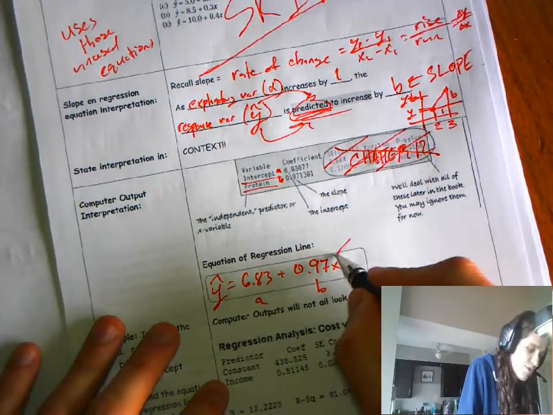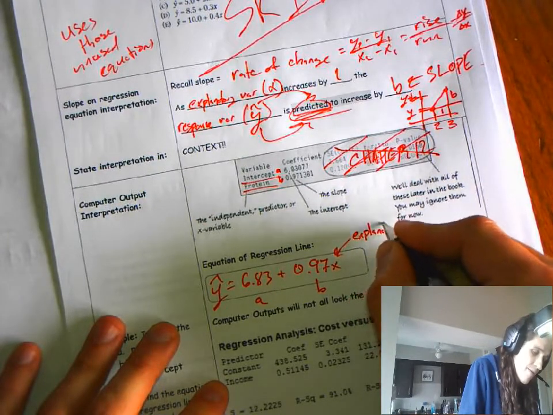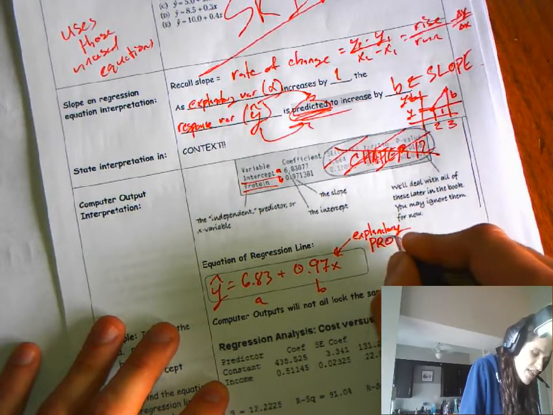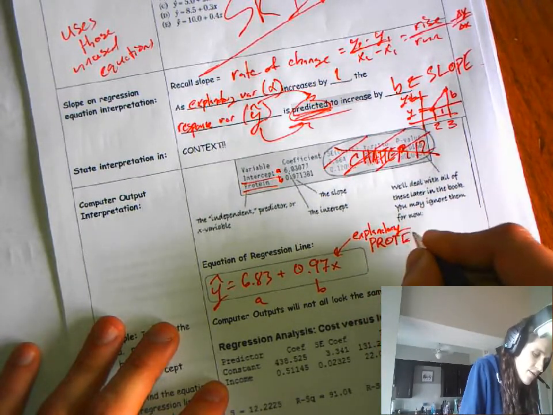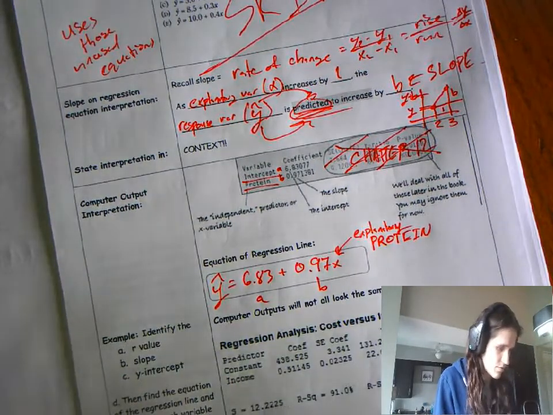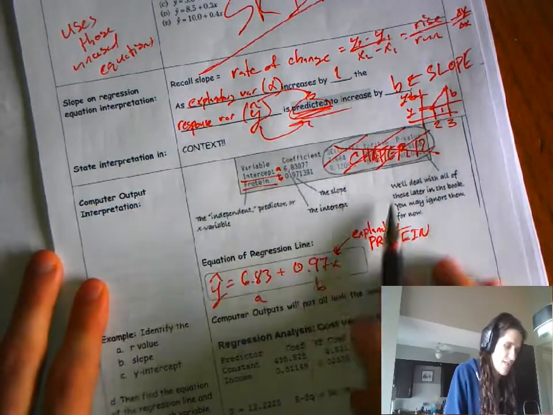What is protein? Protein must be the explanatory variable. What's the response variable? We're not told. So, great. We need to be able to do that.